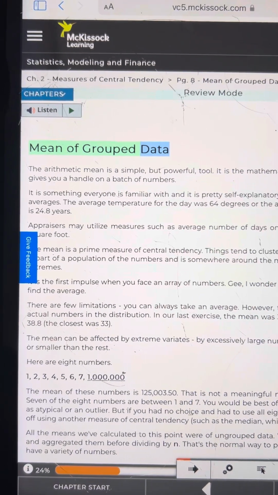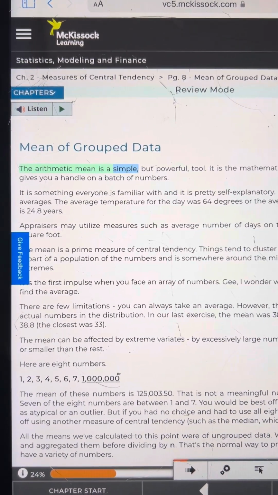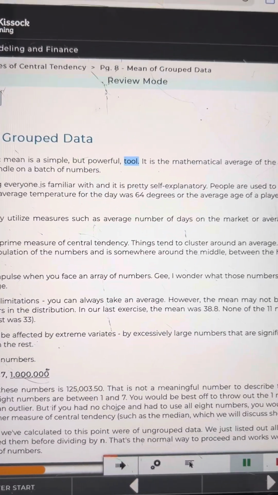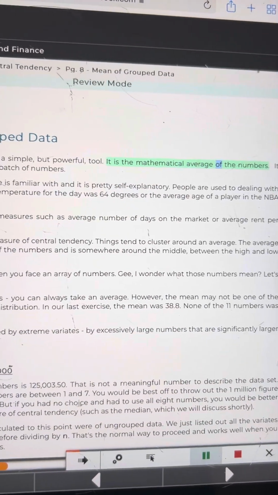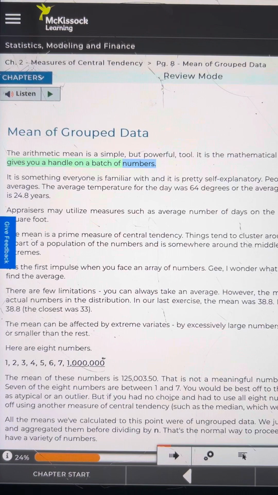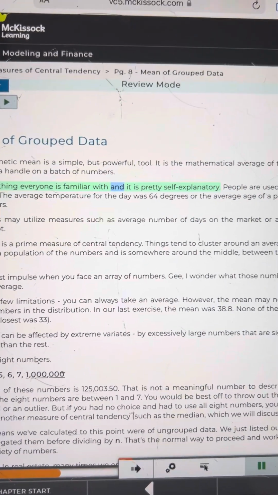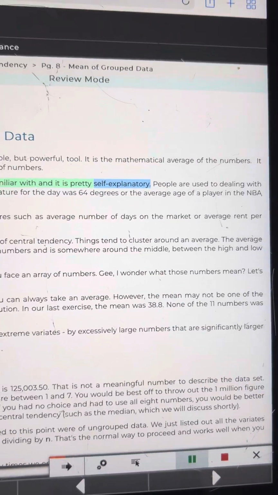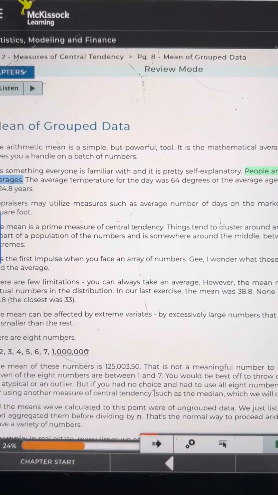Mean of grouped data. The arithmetic mean is a simple but powerful tool. It is the mathematical average of the numbers. It gives you a handle on a batch of numbers. It is something everyone is familiar with, and it is pretty self-explanatory. People are used to dealing with averages.